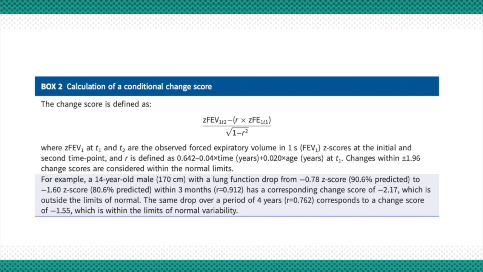So for example, if there is a child and his lung function drops from say one Z score value to another Z score value within 3 months, we can calculate a change score. Normally change score should change within 1.96, but if this change is more than 1.96, that means it is not according to his age variation and this patient has some or the other medical issue.